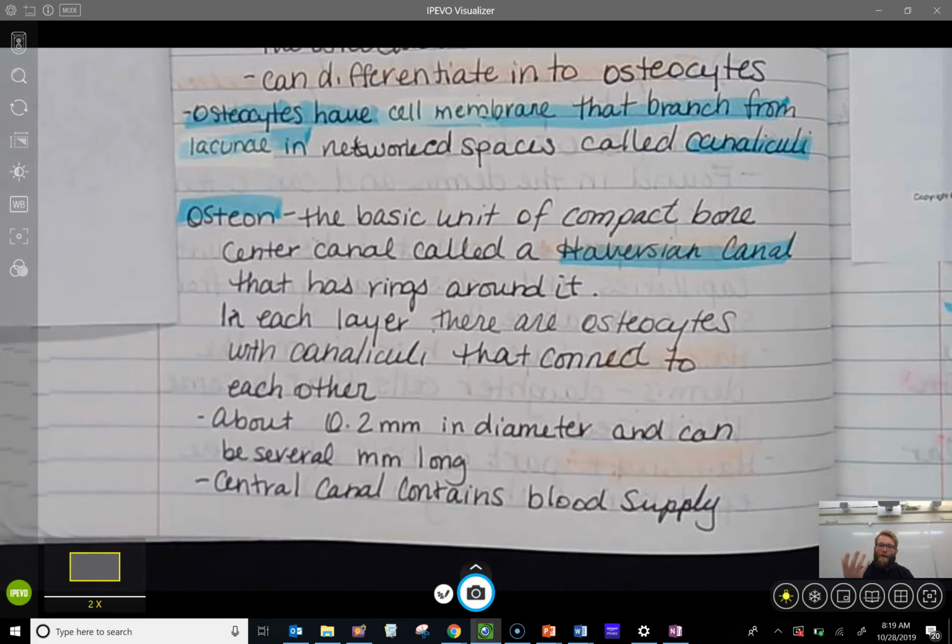And that central canal, that Haversian canal, is where we have a lot of our blood flow coming in. This is where most of our nutrients come from, to support what's going on in our cells. So the central canal contains that blood supply. Let's go through and identify what the structures are that are there.